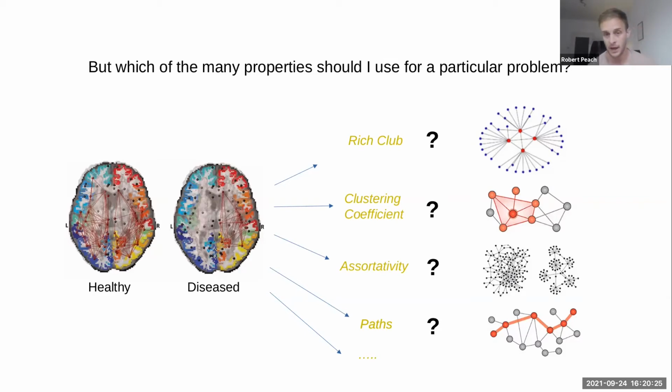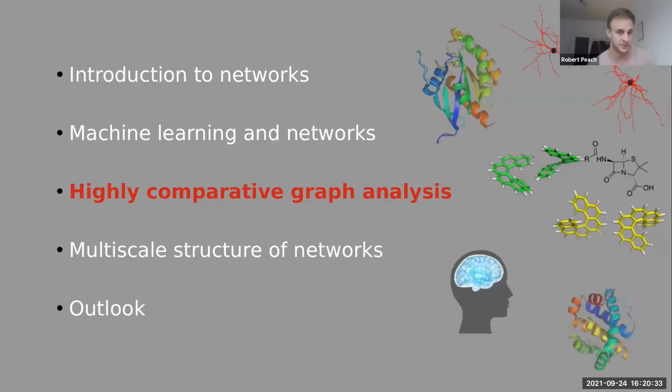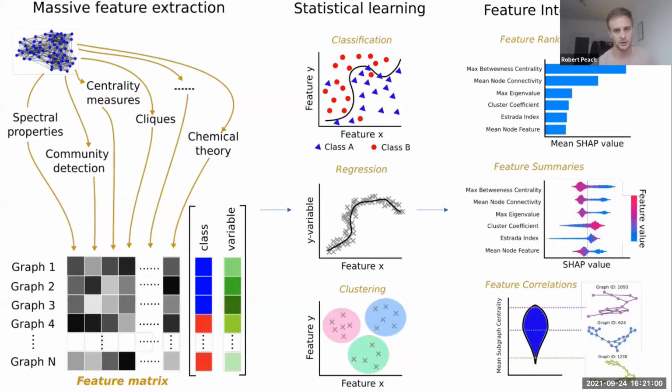There are many properties, and the question comes, which should I use for a particular problem? This then led us to develop highly comparative graph analysis. This technique took a lot of inspiration from hctsa, a method I had actually used previously to analyze time series data, and it worked very well. So we thought, maybe we can do the same thing for graph analysis. It follows a very simple approach.